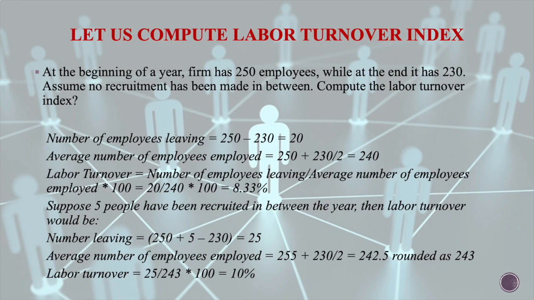Suppose 5 employees have been recruited in between the year, then the labor turnover will be the number leaving, like 250 plus 5 minus 230 equal to 25, whereas the average number of employees employed will be 255 plus 230 divided by 2 equal to 242.5, which can be rounded to 243, and the labor turnover will be 25 divided by 243 multiplied by 100 equal to 10%.